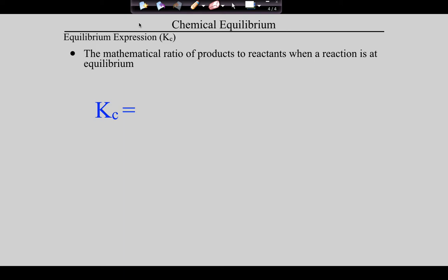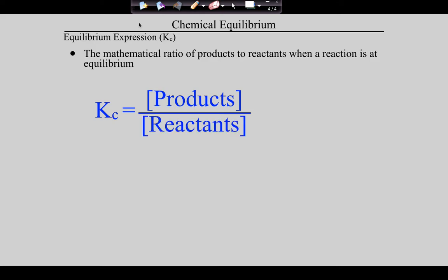So Kc is equal to, and then the numerator of the fraction is the concentration of products. And then the denominator of the fraction is the concentration, obviously, of reactants. But this creates a problem, because remember, these are reversible reactions, which means they're going both directions at the same time. The reactants turn into products, but then the products turn back into reactants, and both products and reactants perform both functions.